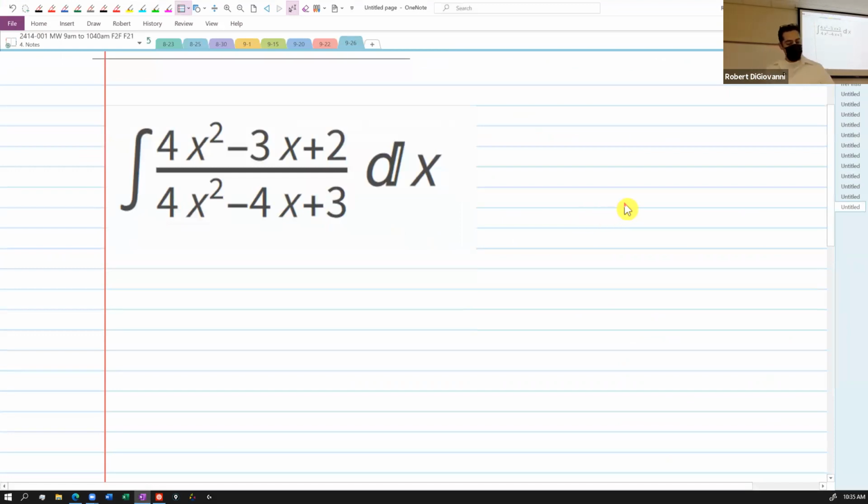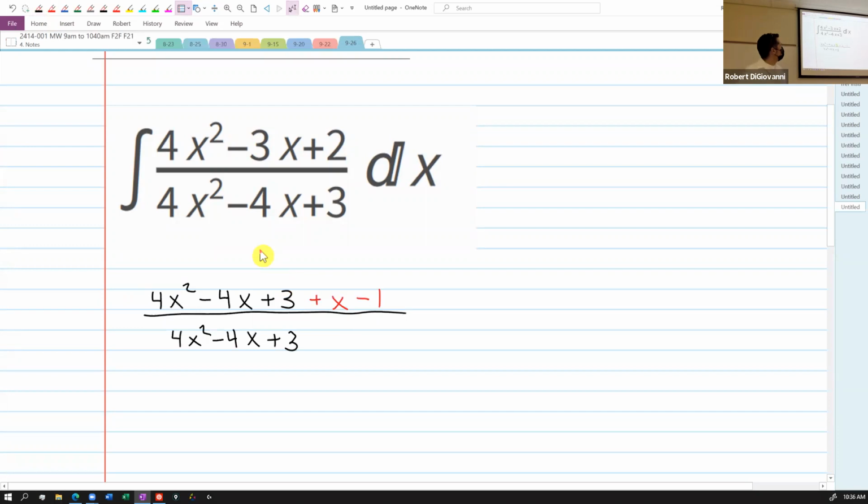Okay, you can do your long division, but I could rewrite this as 4x squared minus 4x plus 3, plus x minus 1, over 4x squared minus 4x plus 3. Isn't that the same thing? So like the bottom is this, right? And so what I did is I tried to rewrite the top to make it look like the bottom. So I put minus 4x plus 3. But to make it match the top, I had to add an x and subtract a 1. Do y'all see that if I added this x here and subtract the 1, I would have the top?